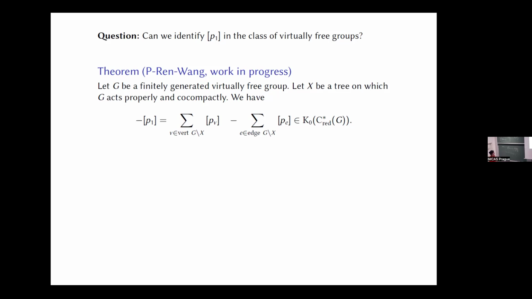So first, one thing: why do I just write P1? Because for a virtually free group, there is only P1 that is non-zero. For the rest, everything else vanishes, since a virtually free group is essentially a free group. So a virtually free group is just a free group.